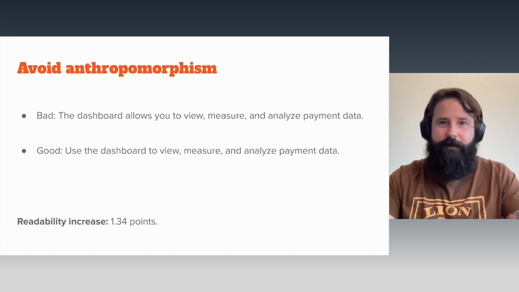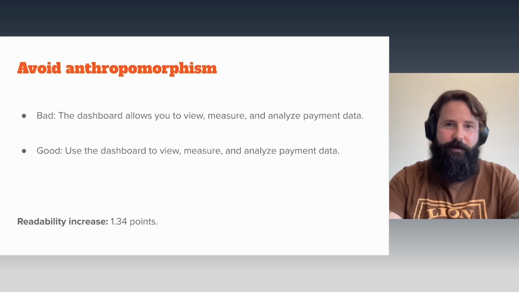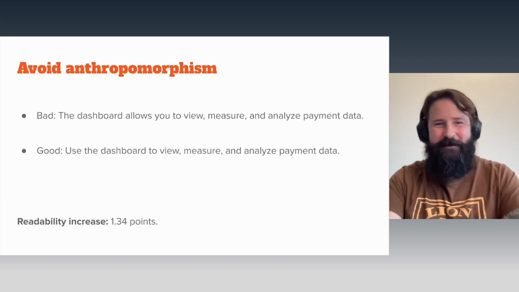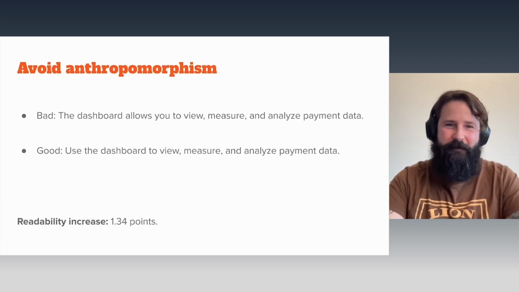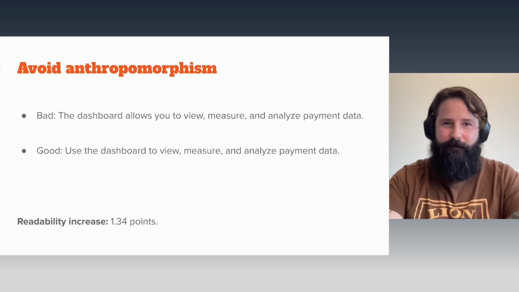So finally, my last example here: avoid anthropomorphism. Anthropomorphism is the assignment of human traits to non-human entities. So for example, in this bad example here, the dashboard is a non-human entity, and we have assigned human attributes to it. We're saying that it can allow you, a person, to do something, which obviously it can't.